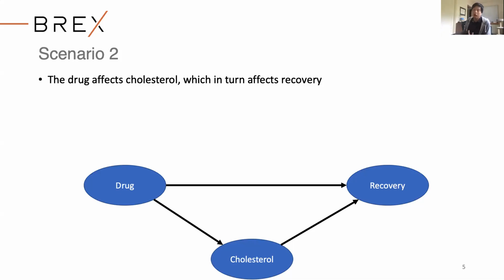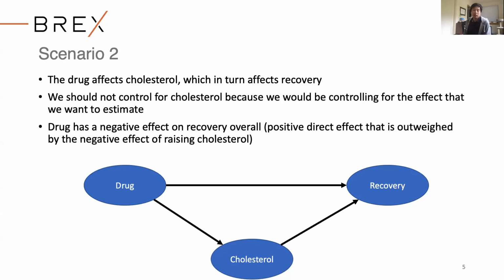And so if this is the overall causal structure, then I actually want to look at the aggregate data, because I want to take into account the fact that the drug is actually raising cholesterol, and that also has a negative impact on recovery. So in this case, they should not be taking the drug, right? Because the drug has an overall negative effect through cholesterol. All right.